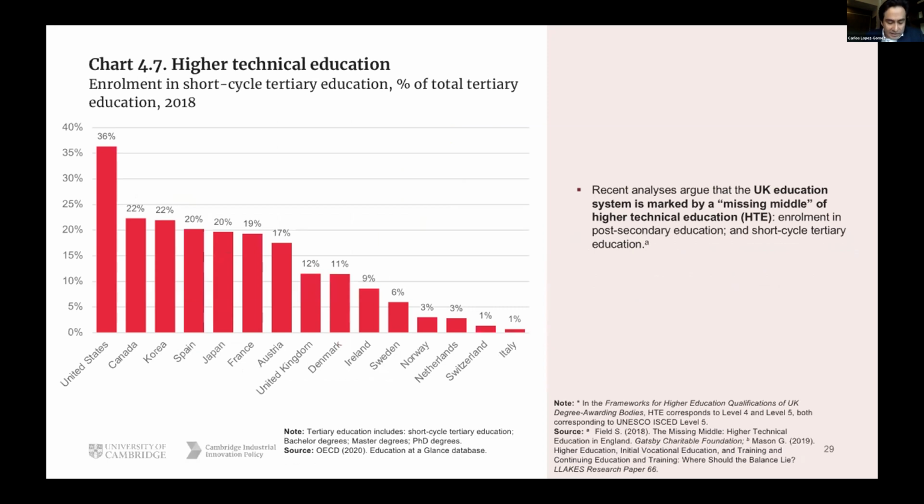Recent analyses have argued that the UK tertiary education system overall is marked by a missing middle of higher technical education, which is post-secondary education, as well as short cycle tertiary education. For example, in 2018, students who enrolled in short cycle tertiary education in the UK made up 12% of total tertiary education, as we see in this graph, compared to 36% in the United States and 22% for Canada and Korea.